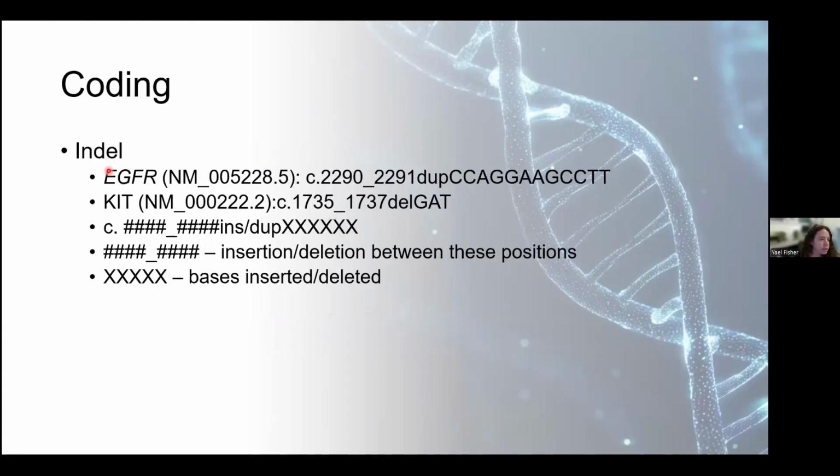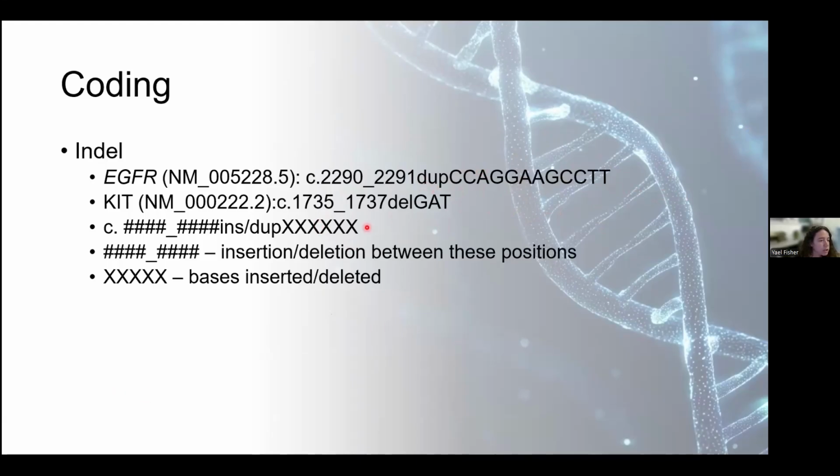When we're talking about indels, then the nomenclature is similar. For an EGFR duplication here, we have c. standing for coding DNA, and then the two positions in between which the duplication occurred. So we have a duplication between 2290 and 2291 with an insertion of this sequence that is identical to the sequence around this area.